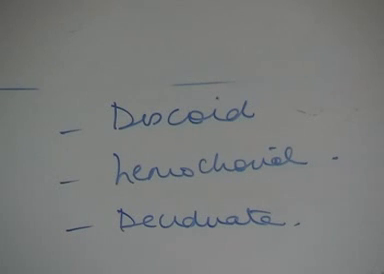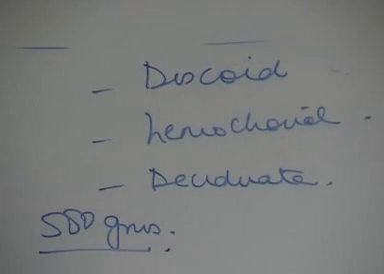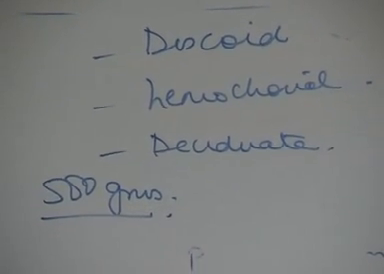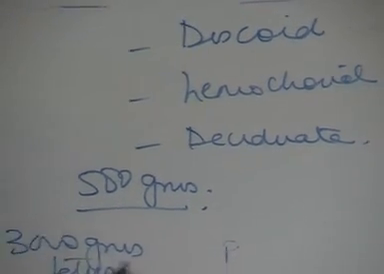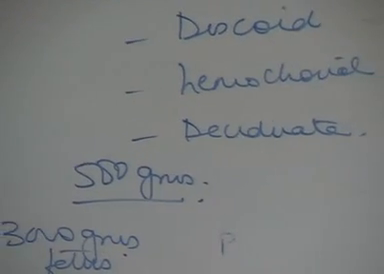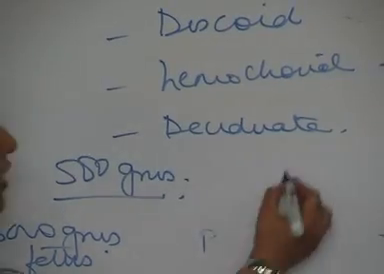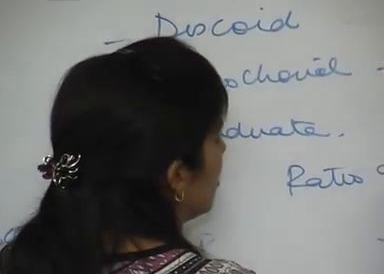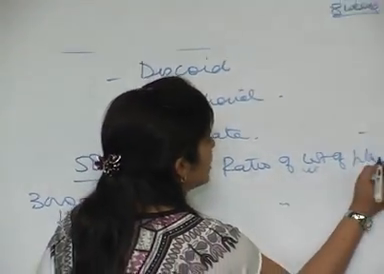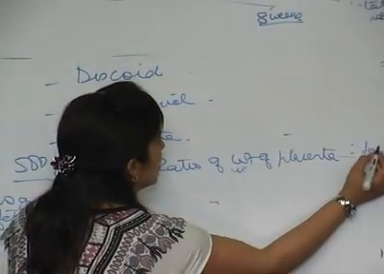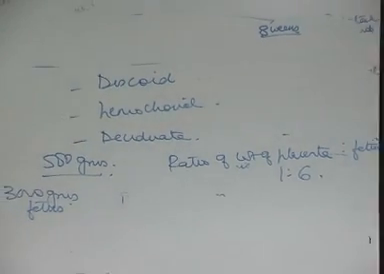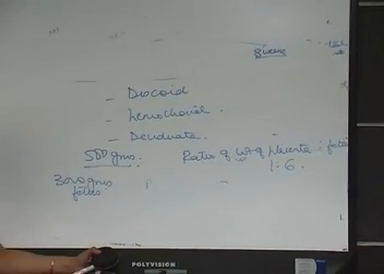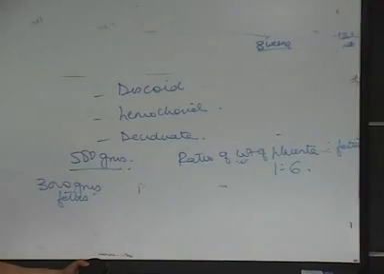Weight of placenta at term is 500 grams. And you know that weight of an average fetus is 3000 grams. So if they ask you what is the ratio of weight of placenta to fetus, it is 1:6. Next question is placenta diameter. It is 15 to 20 centimeters in diameter.